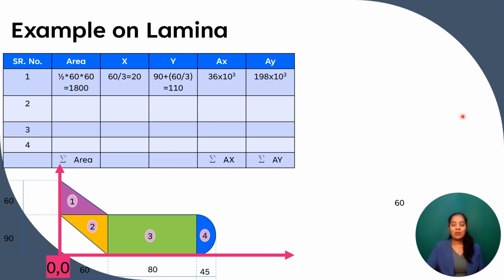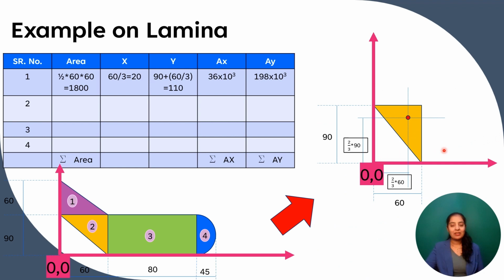So we will separate out this triangle. It is like this. Its area is 1/2 into base into height. So it has 60 and 90 as its sides. So its area is 1/2 of 60 into 90.